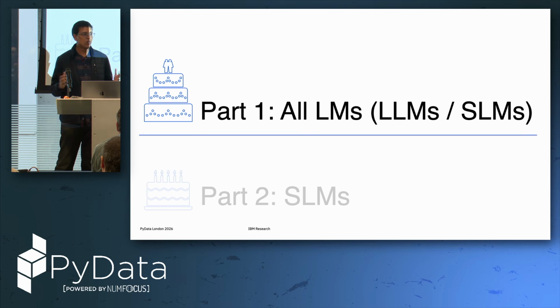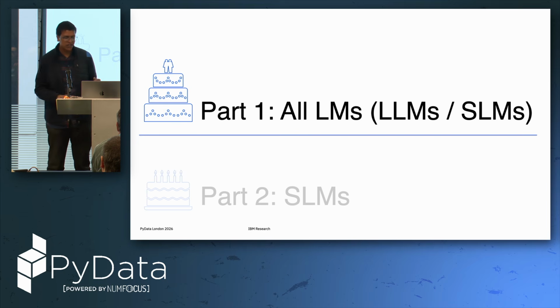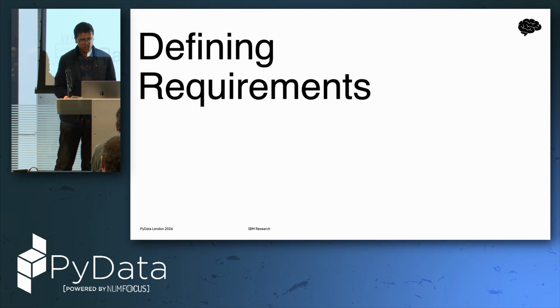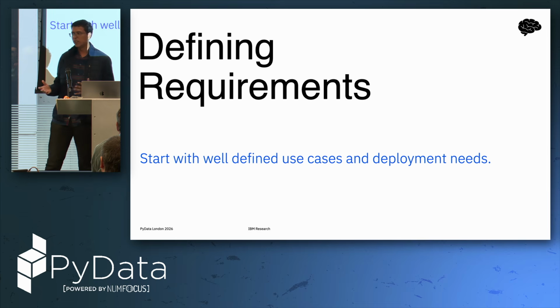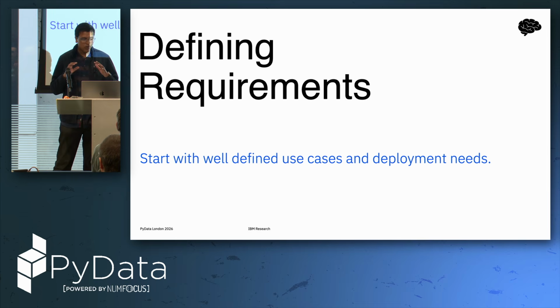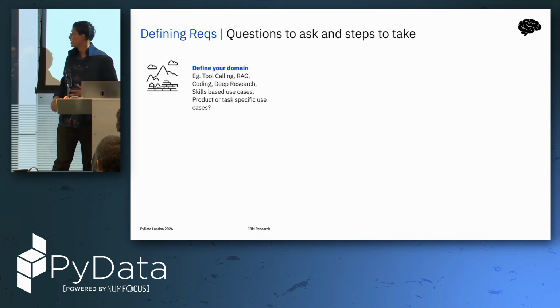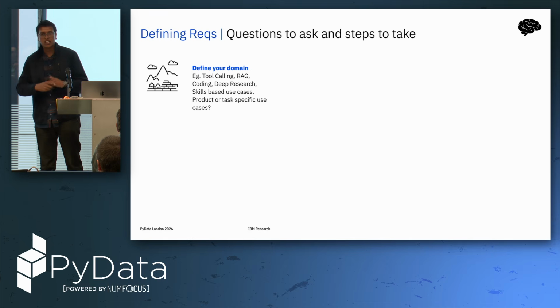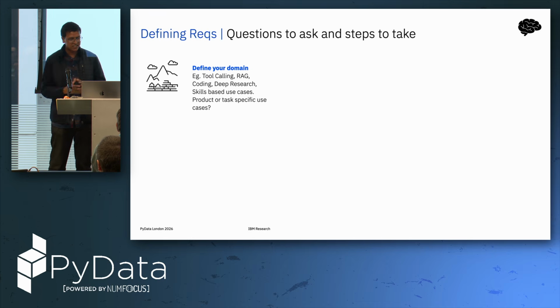If you want to migrate, what's the value prop and how do you do that migration? So let's dive into part one. The first checkpoint we always tell teams is define your requirements. Start with well-defined use cases and your deployment needs. So here are the questions and steps that I'd recommend you go through in terms of a brainstorming exercise.